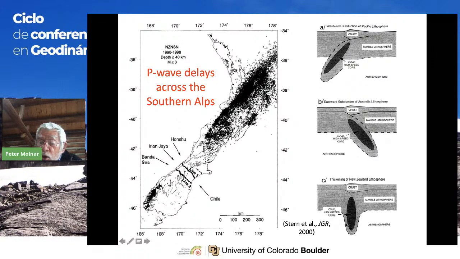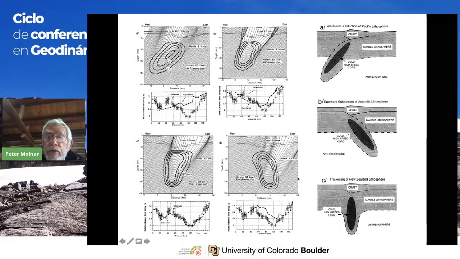Or one could imagine homogeneous thickening of the region. You just thicken a blob up here so that the mantle lithosphere is deeper in this area and the high-speed core lies in the center in here. And we can test these by just trying to fit travel times. So the top, these two are examples of underthrust high-speed material.